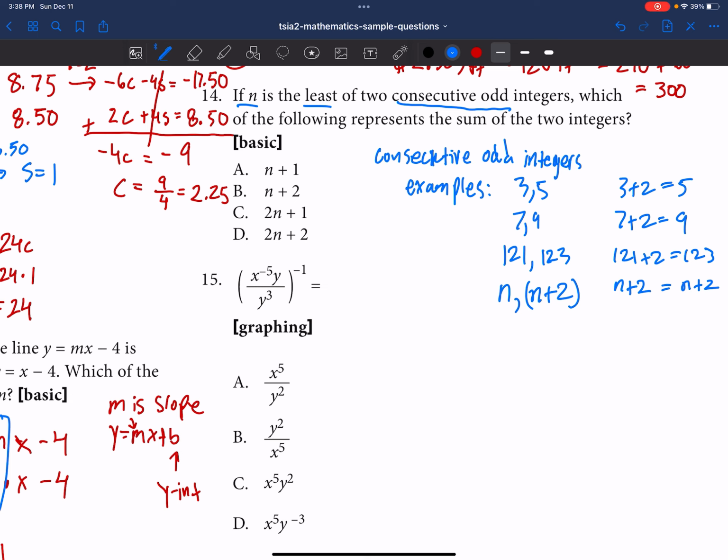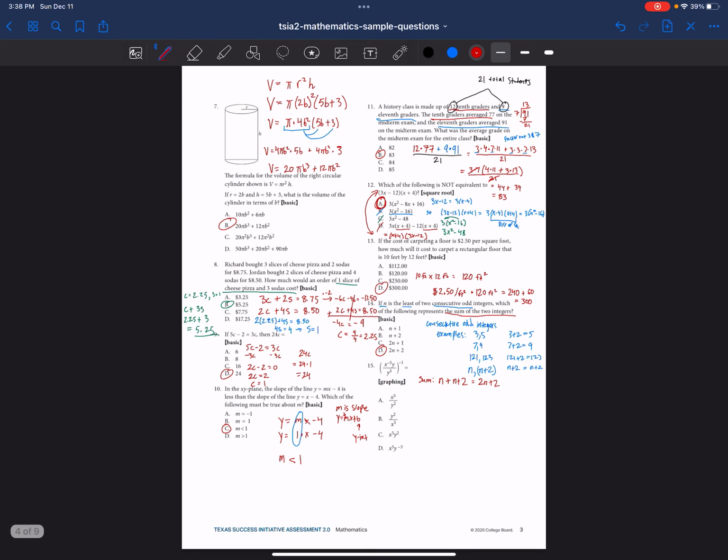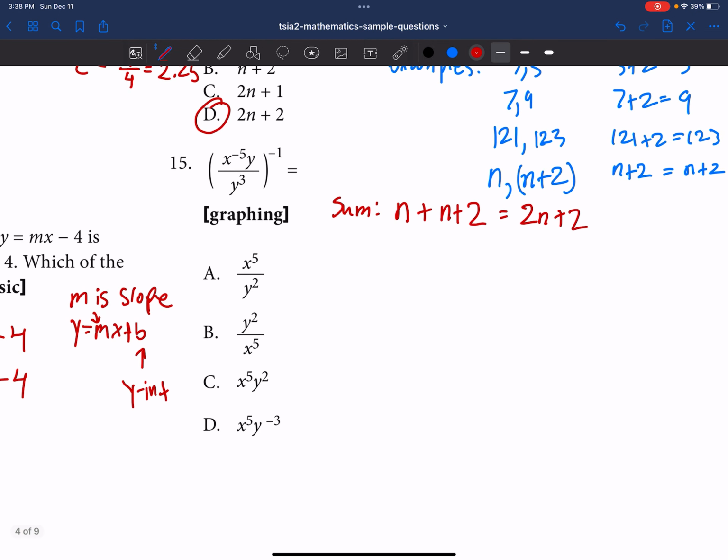Now, it says represents the sum of the two integers. So the sum would be the first integer, n, plus the other integer, n plus 2. And that comes out to 2n plus 2. So it's answer choice D. Let's make sure 14 is D. Hooray! Okay. Moving on to number 15 here.